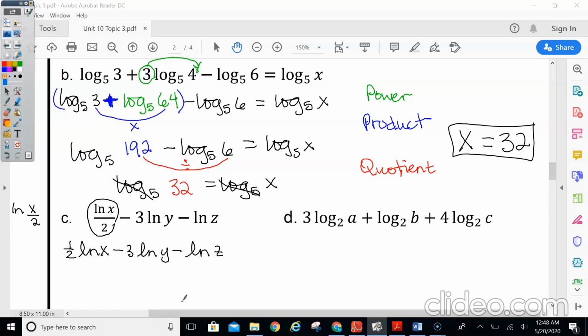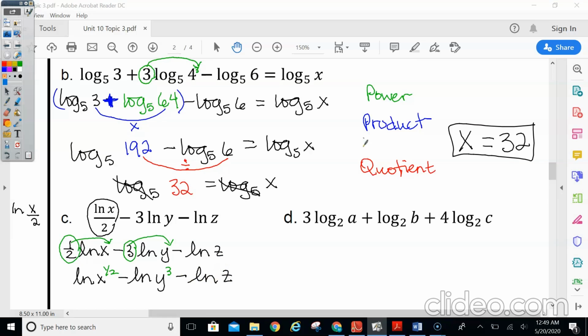So now that 1/2 is a coefficient, and we use the power rule to take it and make it an exponent. So we're going to take that one and make it an exponent, and take this one and make it an exponent. So we get natural log of x to the 1/2 power minus natural log of y cubed when we move that exponent, minus natural log of z.